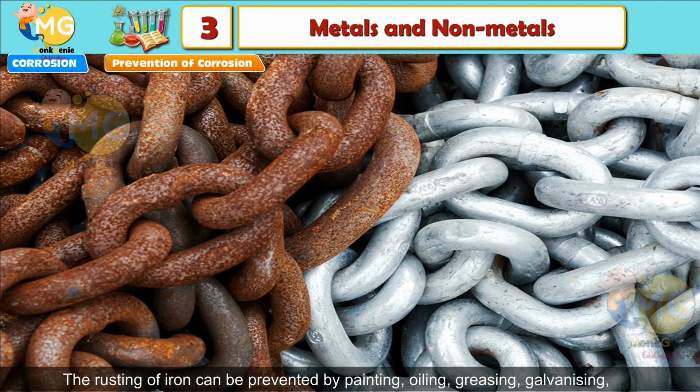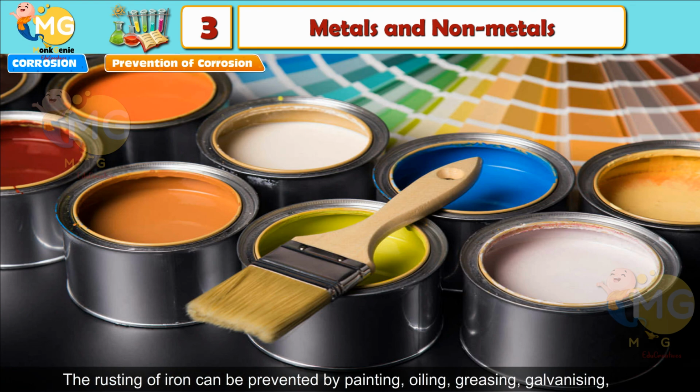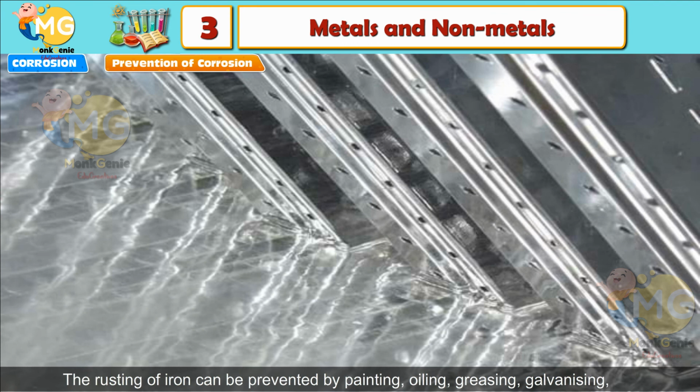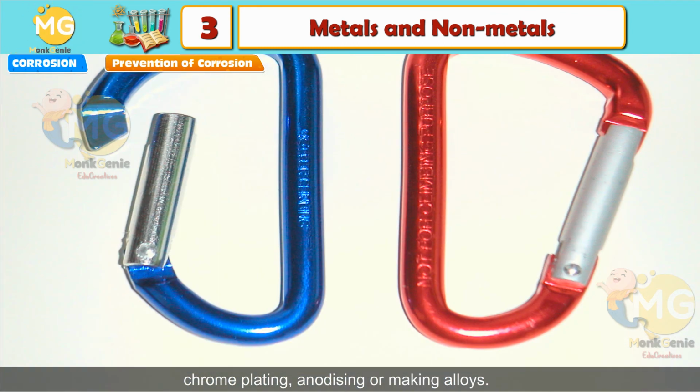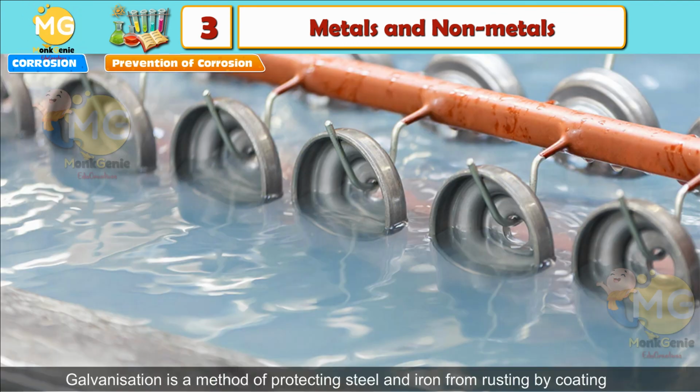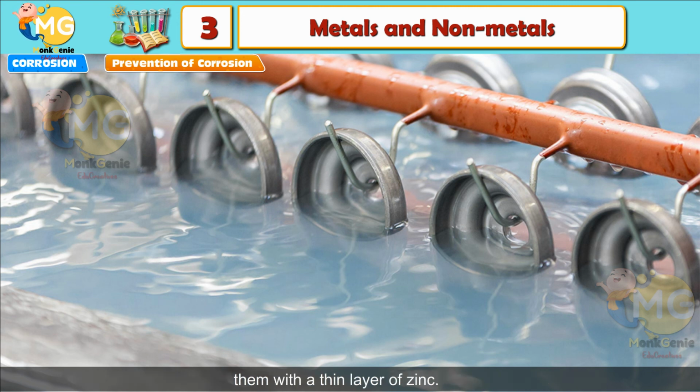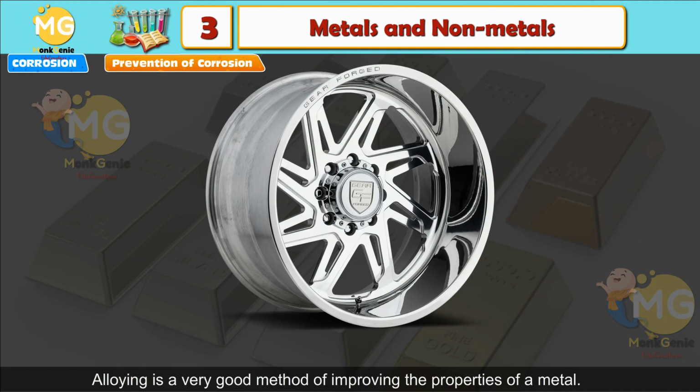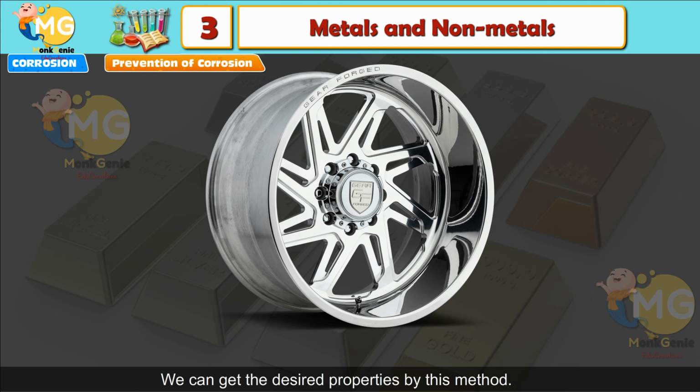Prevention of corrosion. The rusting of iron can be prevented by painting, oiling, greasing, galvanizing, chrome plating, anodizing or making alloys. Galvanization is a method of protecting steel and iron from rusting by coating them with a thin layer of zinc. Alloying is a very good method of improving the properties of a metal. We can get the desired properties by this method.